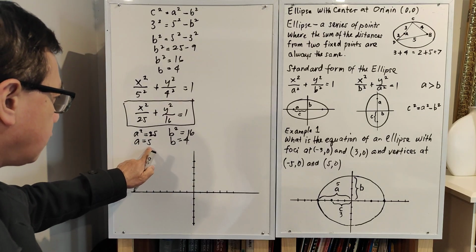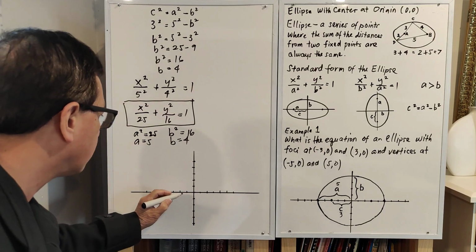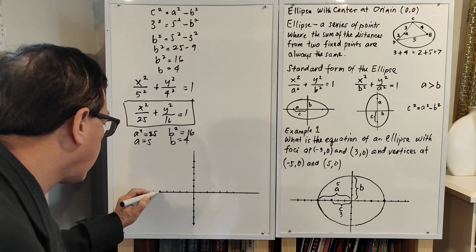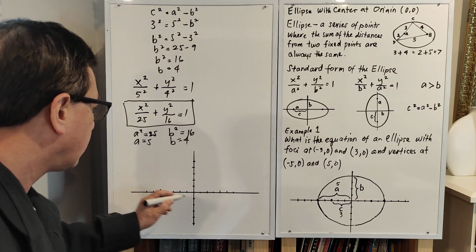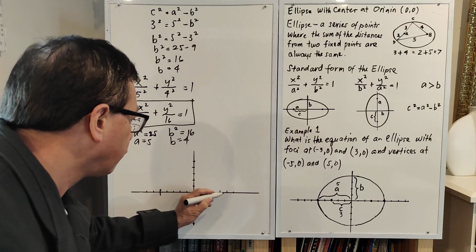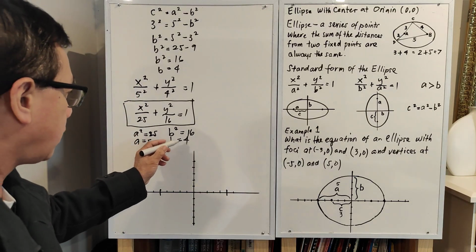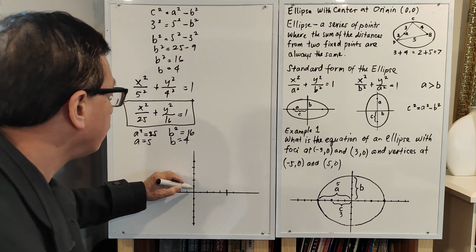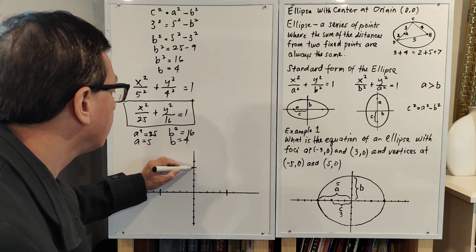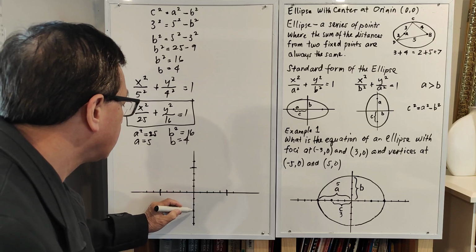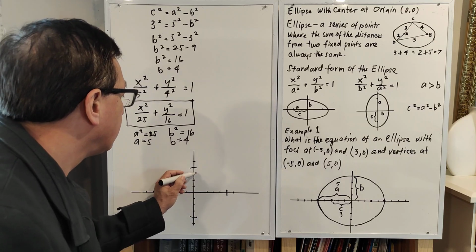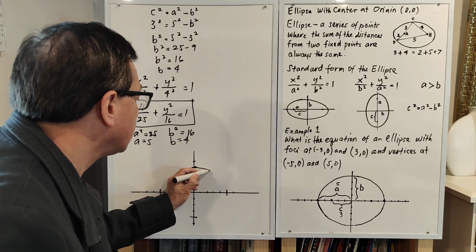So the distance is 5 from the center: 1, 2, 3, 4, 5. And then 1, 2, 3, 4, 5. So these are the major vertices. The minor vertices are at a distance of 4: 1, 2, 3, 4. And 1, 2, 3, 4. So this is your ellipse.